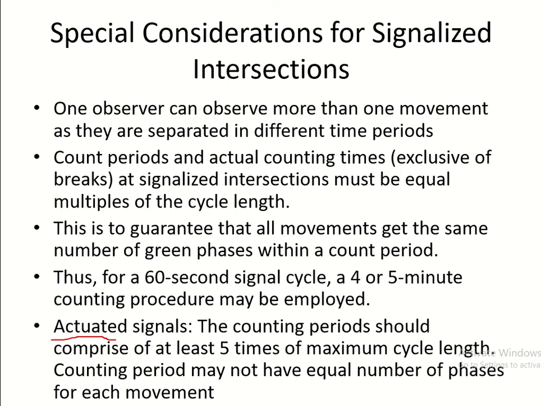The maximum cycle length is usually given by the programmer, the person who designed the signal. He set this value so that whatever happens, the cycle length will not go above it. Let's say this value is 180 seconds. Now if you are doing observations on an actuated signal, you cannot take a multiple of the cycle length, because the actual cycle length is changing. So you take the multiple of the maximum cycle length, which is a fixed value given by the programmer. And how many times? 5 times. So if the cycle length is 180 seconds, then the total counting period can be 5 into 180.